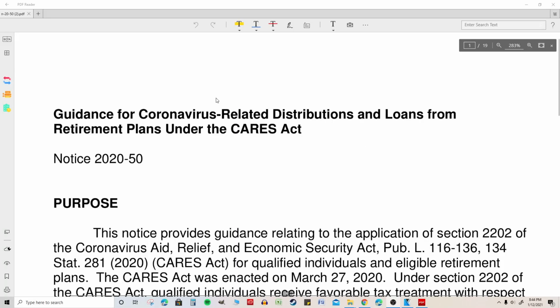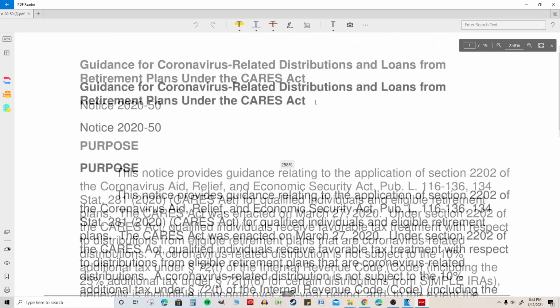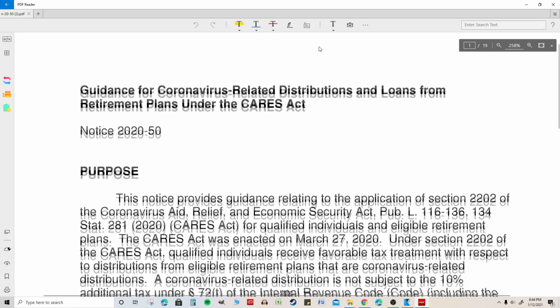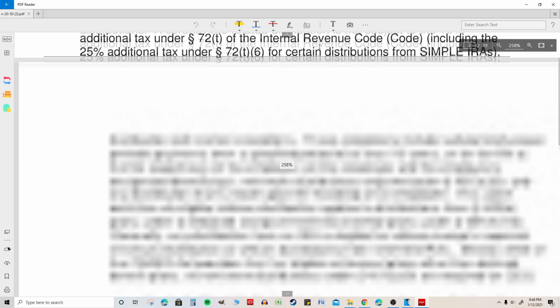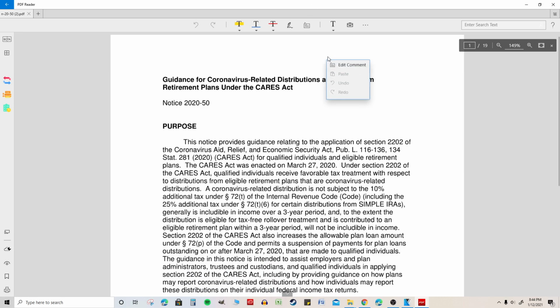Now, the document we're going to be looking at today is from the IRS. It's Notice 2020-50, and it's titled Guidance for Coronavirus-Related Distributions and Loans from Retirement Plans under the CARES Act. The CARES Act is where this is coming from.